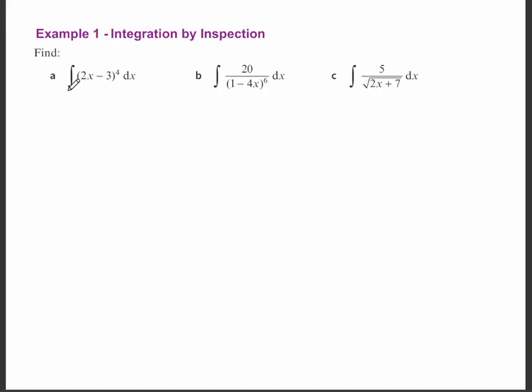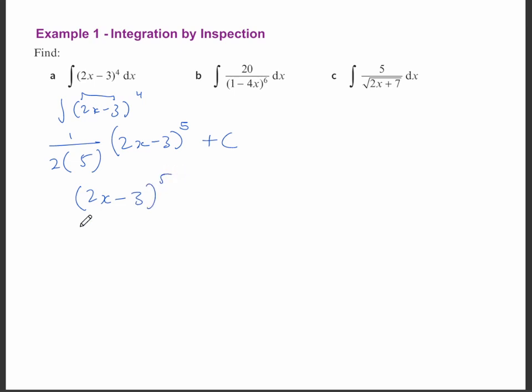These are examples. Firstly, a, we have the integration of 2x minus 3 power 4. Now we know the way to find the integral here. We will do 1 over the differentiation inside the bracket, which is 2, times the power plus 1, which is 5. Then multiplied by the bracket as it is, so 2x minus 3. Then the power adds by 1 as well, so power 5. Then obviously you have your plus c at the end. Therefore what it's going to be is 2x minus 3 power 5 over 10 plus c.